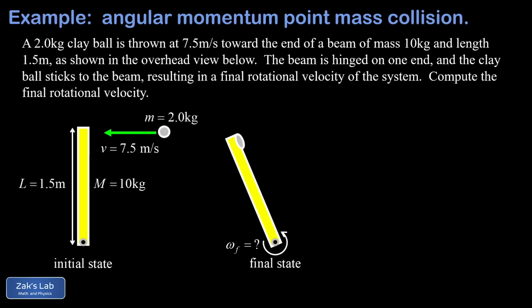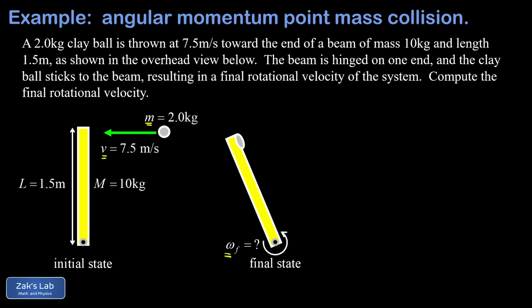So getting into our example now, we have this overhead view of a heavy beam. It has a mass of 10 kilograms, and it's hinged at the bottom end here. It has a length of 1.5 meters, and we throw a big ball of clay at the end of it. And the ball of clay has a mass of 2.0 kilograms and a speed of 7.5 meters per second. So this ball of clay is going to smash into the end of the heavy beam, and this results in a rotation of the entire system and some final angular velocity that we're trying to compute in the problem.